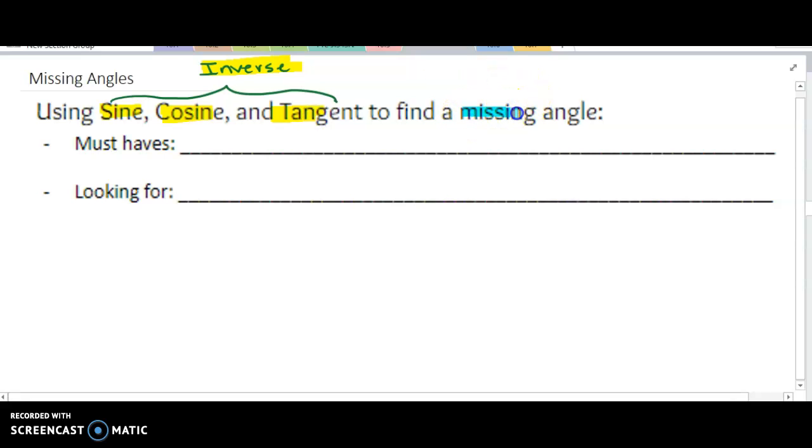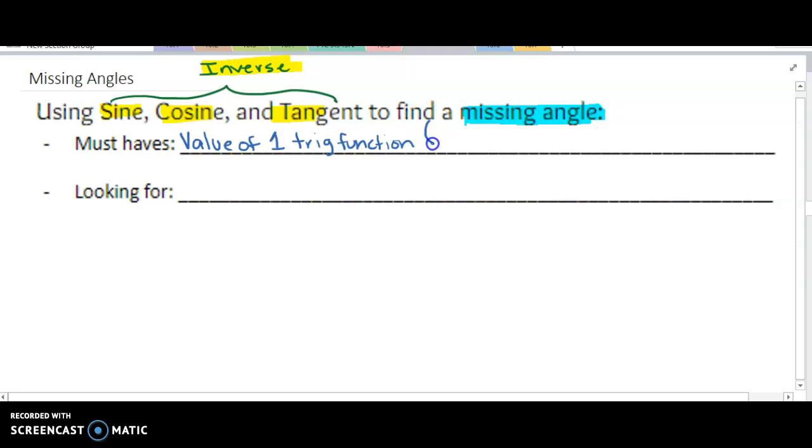And now we're going to find a missing angle. Everything we've done up to this point, we've known the angle measure, and we used that to find the missing side length. Well, now we're using the side lengths to find the missing angle. So we must have the value of at least one trig function, so you must have at least sine, cosine, or tangent.